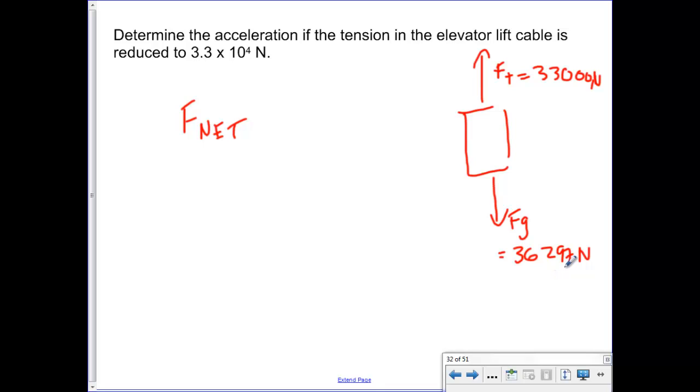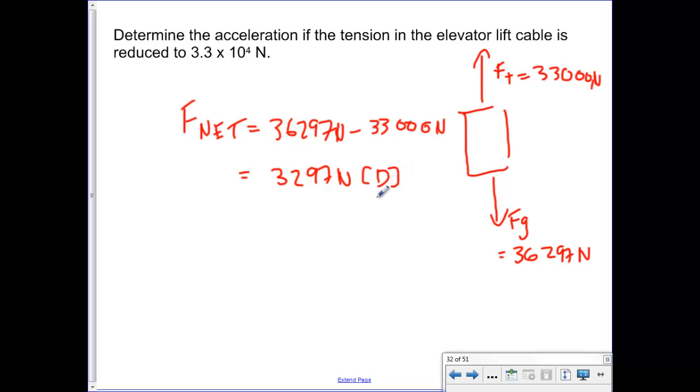Okay, a couple questions here. Did you just use the force of gravity? Yeah, exactly. I didn't really need to recalculate it because it was the same question. Lisa, did you have a question too? Oh, no, okay. So for our net force this time around, I might say the 36,297 minus the 33,000. And this will give us what, 3,297?